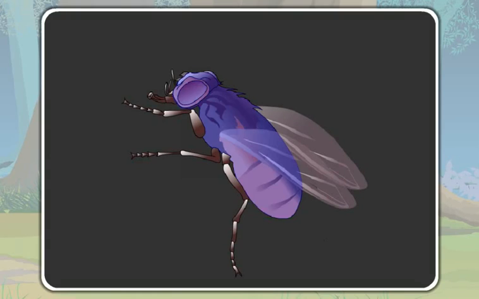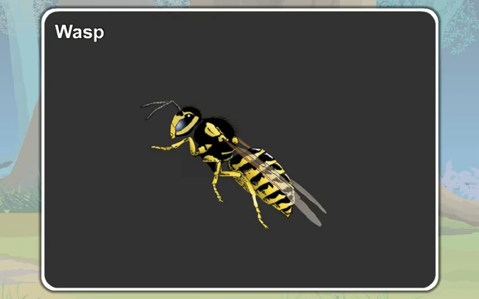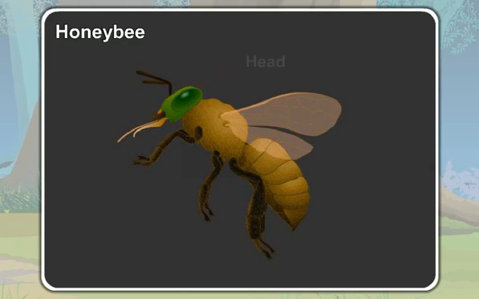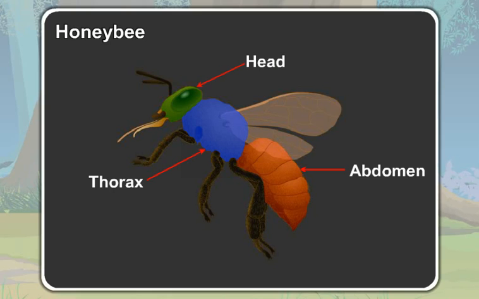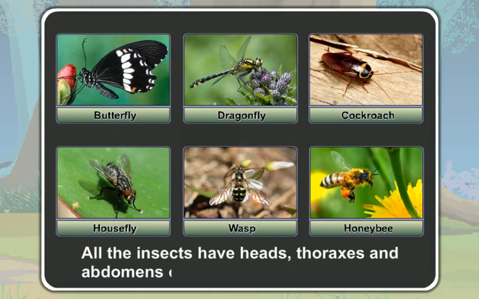Now, look at the body of this housefly. It also has a head, a thorax, and an abdomen. A wasp also has a head, a thorax, and an abdomen. A honeybee also has a head, a thorax, and an abdomen. All the insects have heads, thoraxes, and abdomens on their bodies.